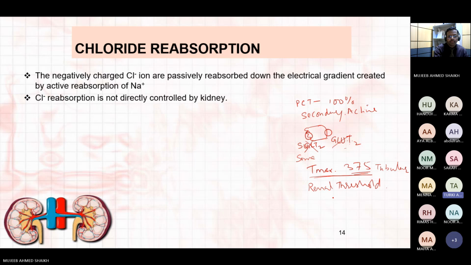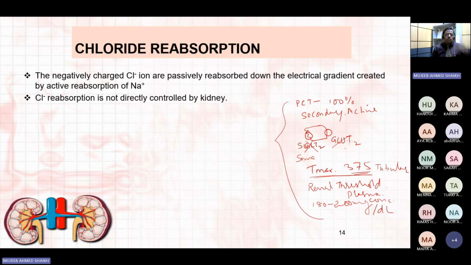Plasma concentration of glucose. What is the value? From 180 to 200 milligram per deciliter, or per 100 ml. So this is about the glucose handling by the kidney.